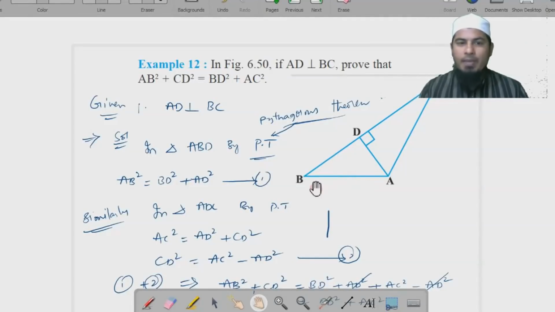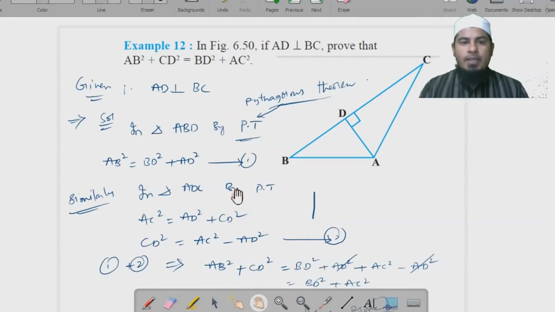If I apply it, AB square is equal to BD square plus AD square. I am keeping that as equation number 1. Similarly, in triangle ADC, if I apply Pythagoras theorem, I'll get AC square is equal to AD square plus CD square, but I want CD square here. So making CD square the subject, transposing, I get AC square minus AD square as equation number 2.